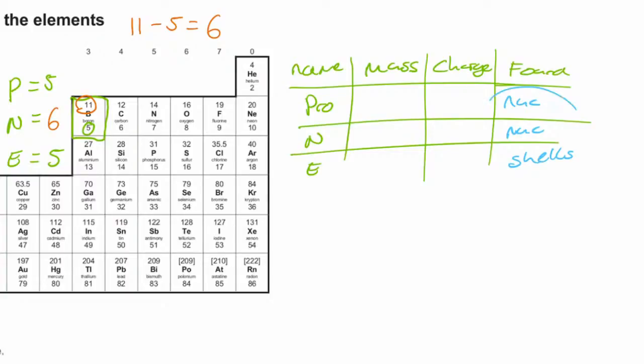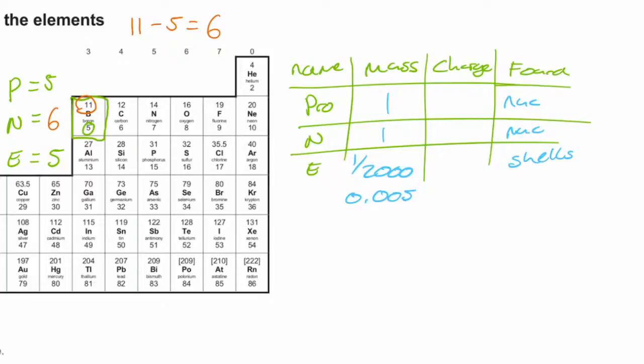Anything that's found in the nucleus, or the centre of the atom, is going to have a mass of 1. So this means that protons have a mass of 1 and neutrons also have a mass of 1. Anything that's on the shells is going to have a very negligible mass, and we're going to call that mass 1 over 2000, which is also known as 0.005. Okay, so either of those are acceptable.